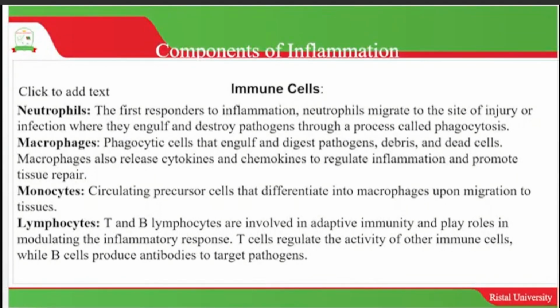And we have also the lymphocytes. In the lymphocytes we have the T and the B lymphocytes, and these are involved in adaptive immunity and play roles in modulating the inflammatory response. The T cells regulate the activity of other immune cells, while B cells produce antibodies to target pathogens.